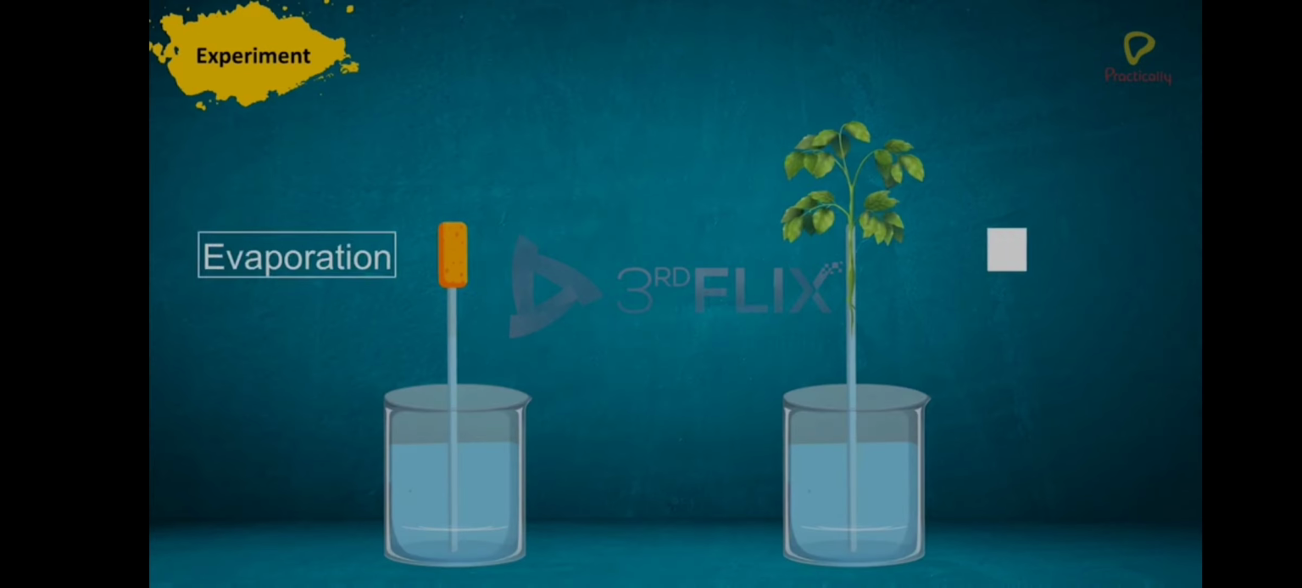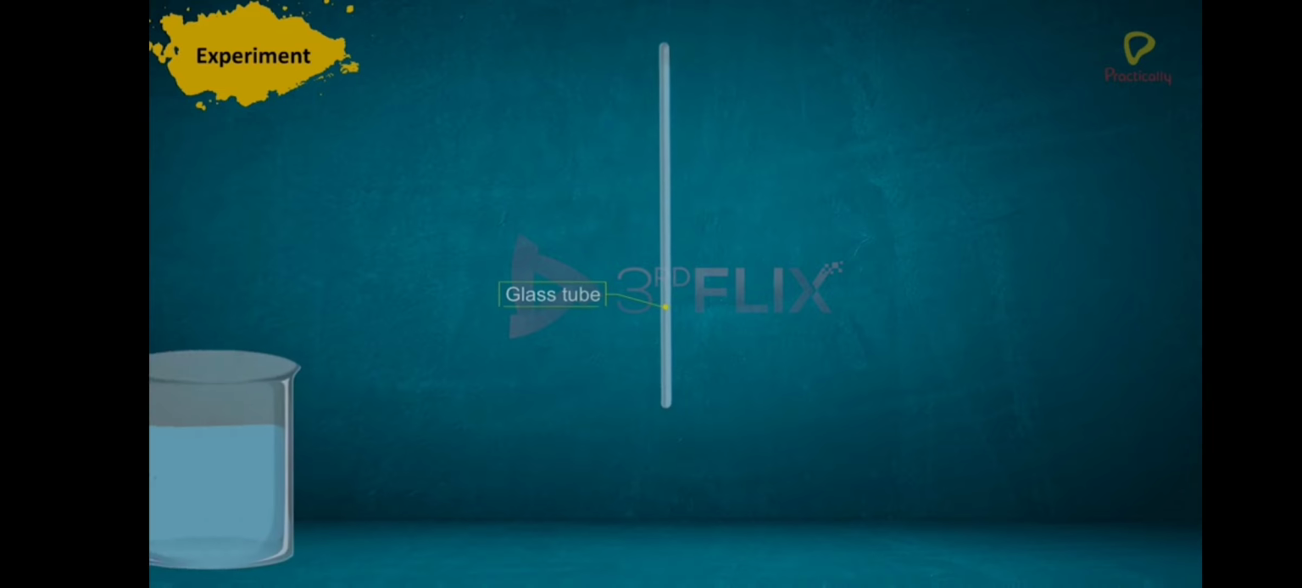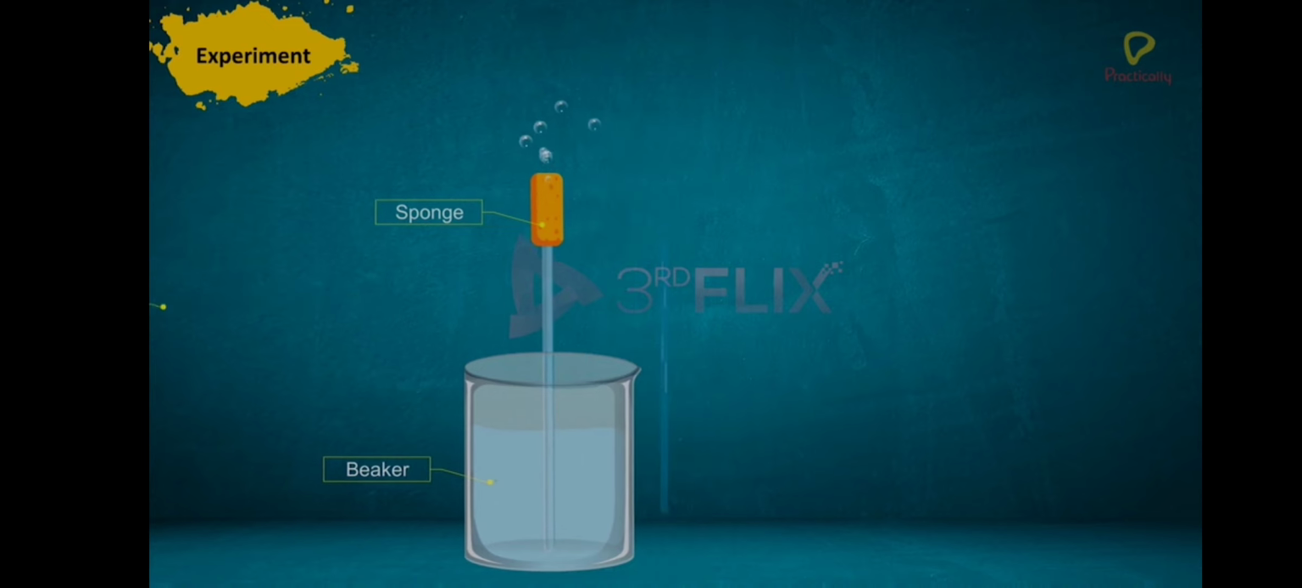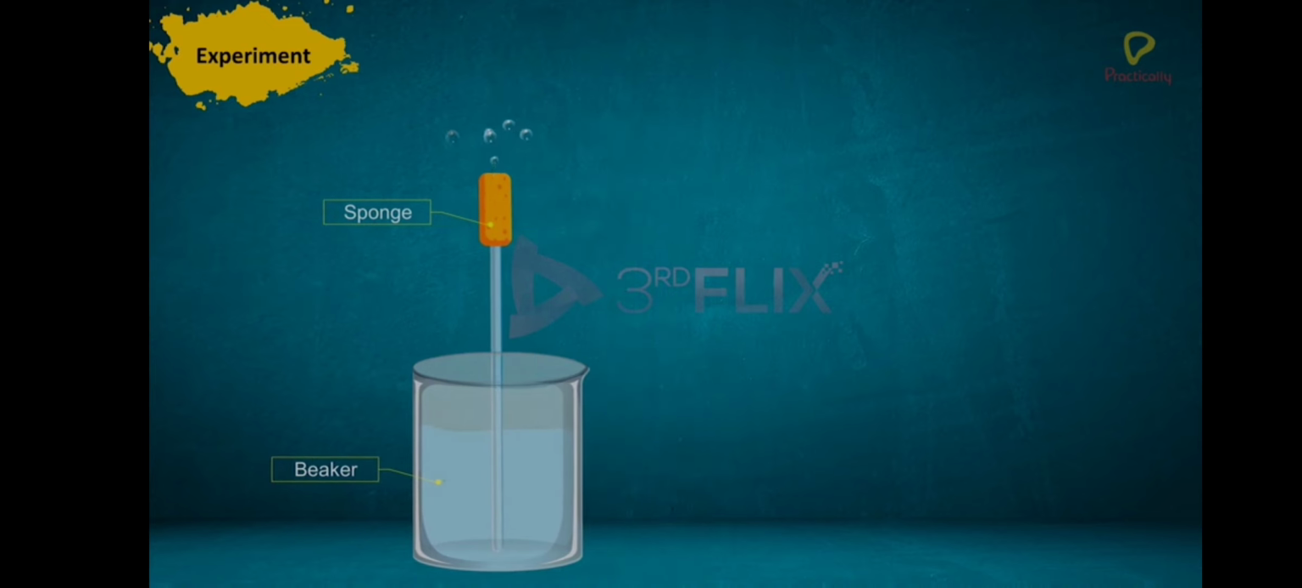Experiment: the cohesion tension transpiration pull model, or cohesion tension theory, can be demonstrated by an experiment. In this, a glass tube filled with water is dipped in a beaker of water. A sponge filled with water is fitted to the tube. Then the evaporation from the sponge is replaced by the water which is pulled up through the narrow glass tube.